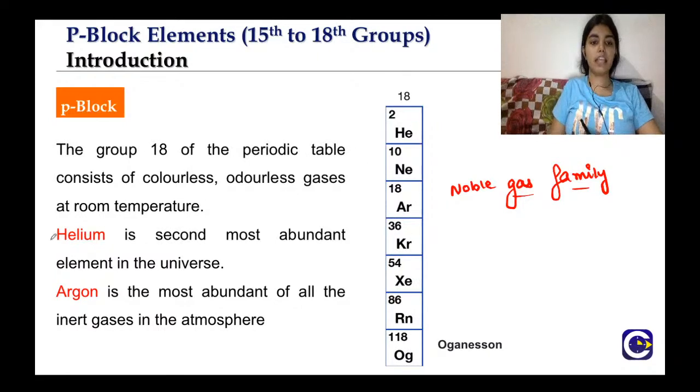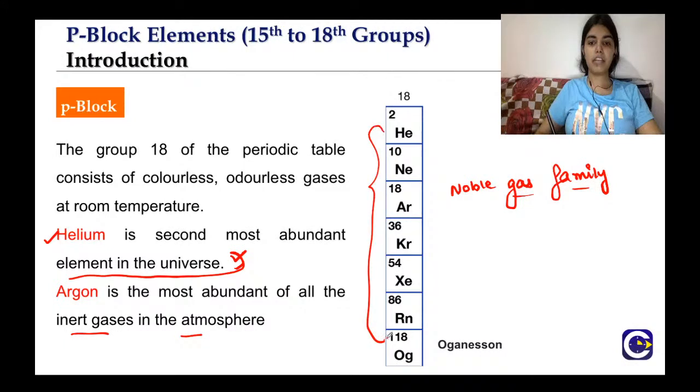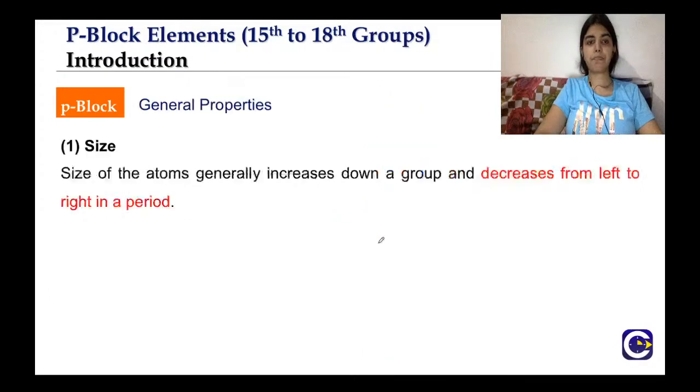Amongst these, helium is the second most abundant element in the universe. Comment down which is the first most abundant element in the universe. Find out what it is. And argon is the most abundant of all the inert gases in the atmosphere, which means argon is present in the maximum amount amongst these. So these are known as the noble gas family or the inert gas family.